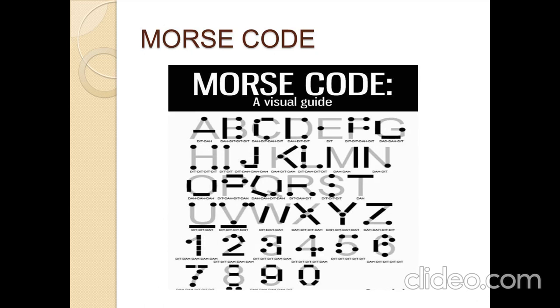This is a visual method. By seeing this, you can easily understand. As I already said, for A, did da. B, da did did did. C, da did da did. Like this way for numerals also. This is another method.